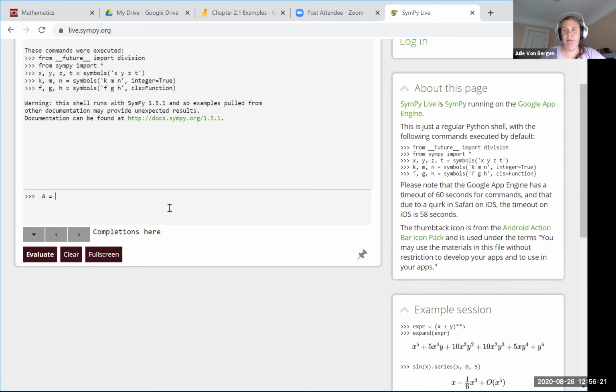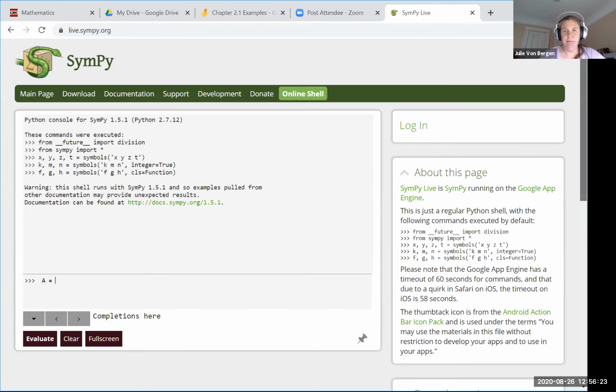So I'm going to say A equals Matrix, and then in parentheses, I put my matrix function. I'm going to do double brackets and enter the first row. So A is 1, 2, 4 in the first row, and -3, 0, -1 in the second row. I'm going to close it off with double brackets and parentheses. And then just to double check I've entered it correctly, I type A and hit enter. And there is my matrix.